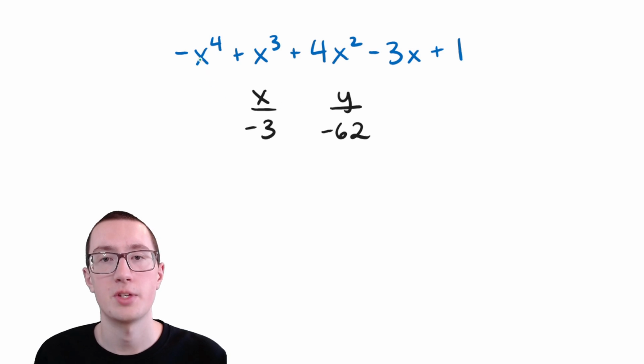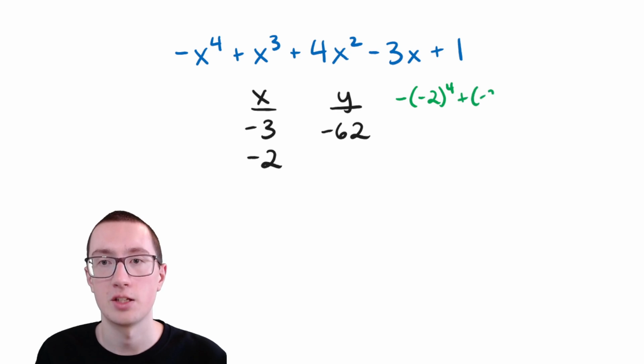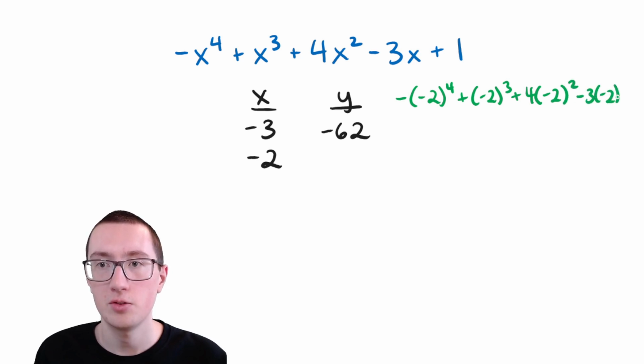All right, let's go ahead and do the same thing for negative 2. Let's go ahead and put negative 2 as our next number. So we're going to do the same thing, but instead of x, we're going to put negative 2. So negative 2 to the fourth plus negative 2 to the third plus 4 times negative 2 squared minus 3 times negative 2 plus 1.